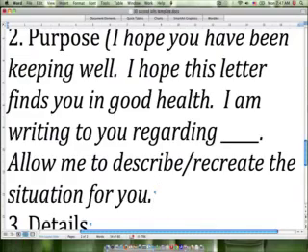So, if you're writing to your friend, you might write something like, I hope you have been keeping well. I am writing to you regarding your party next week. And then you would go on to the next section, the detail section. However, if you're writing to a company or you're writing to somebody on a more serious matter, you would probably start with, I am writing to you regarding a problem I had with your product. Allow me to recreate the situation for you. And then you would go on to your detail section.